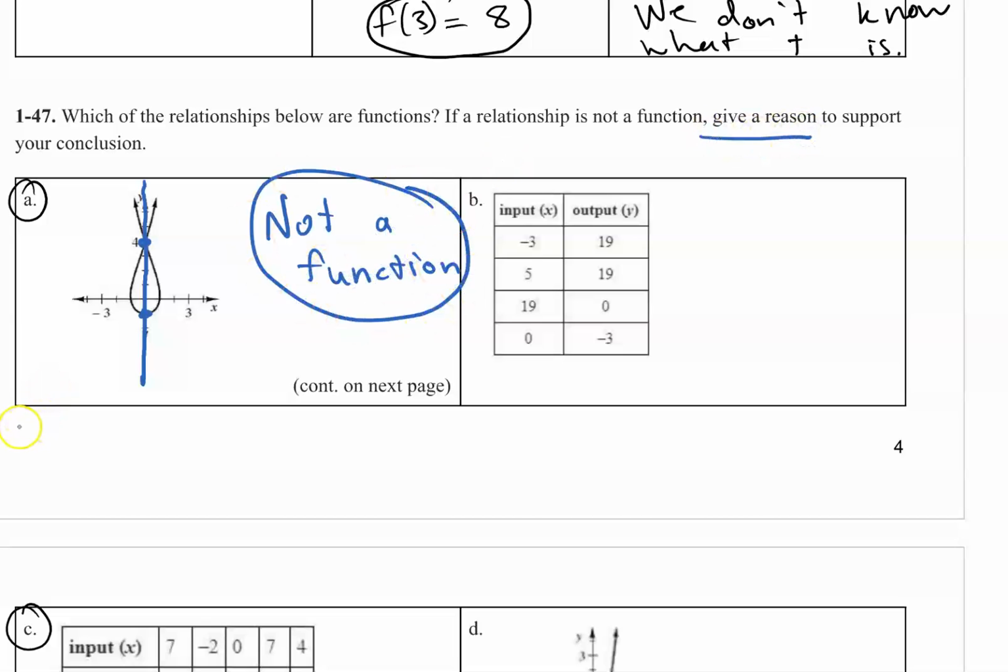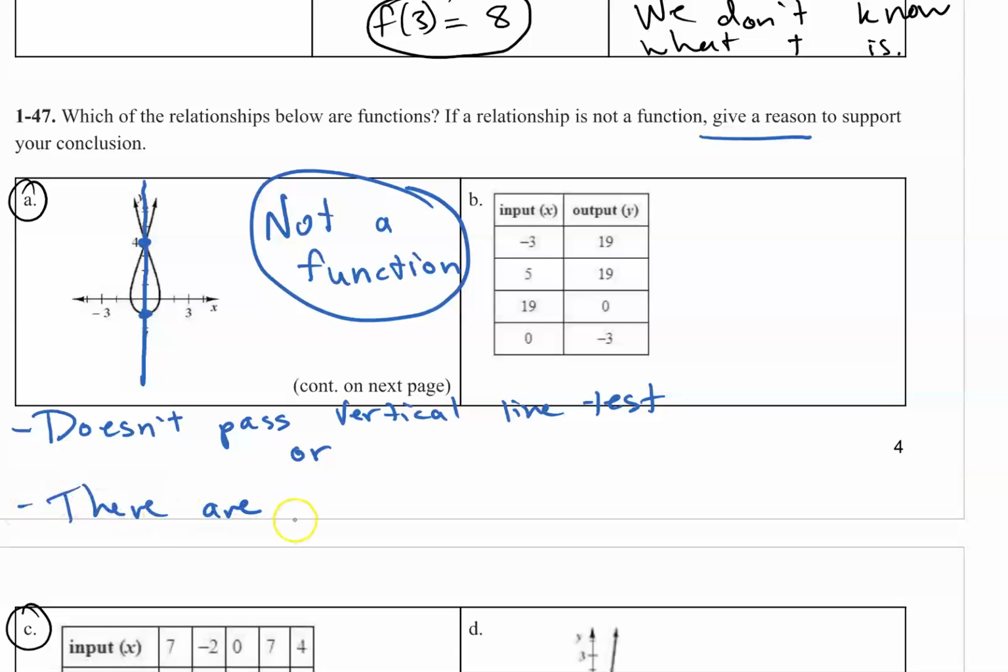It says to give a reason. So here's option A. Doesn't pass the vertical line test. You can also say that there are inputs with more than one output, which is not allowed for a function.